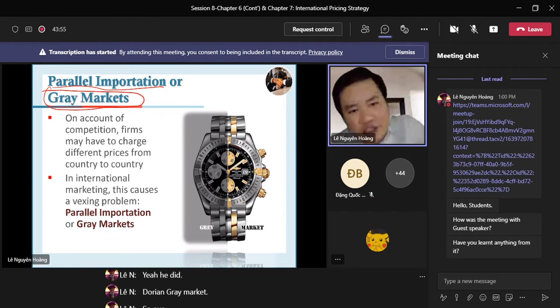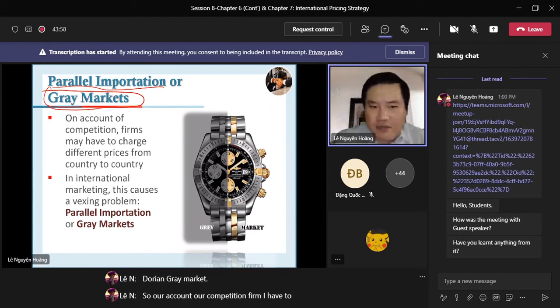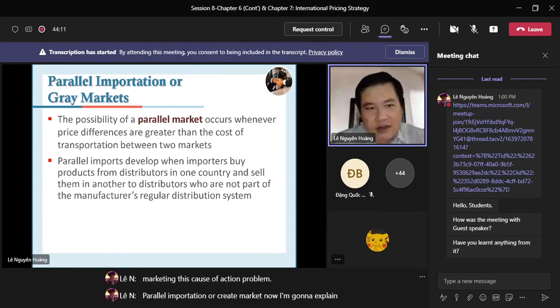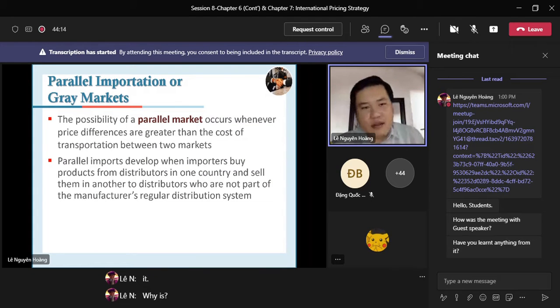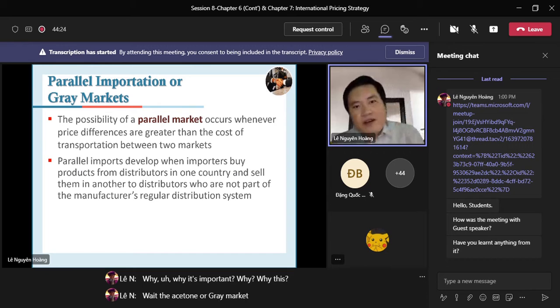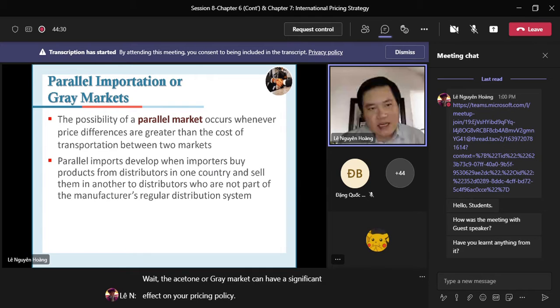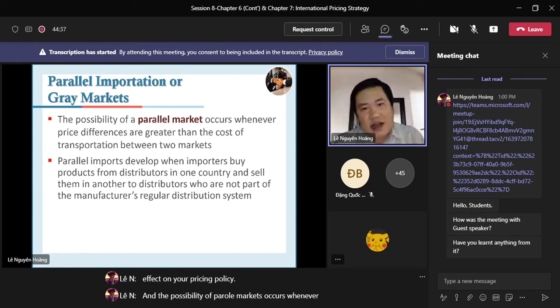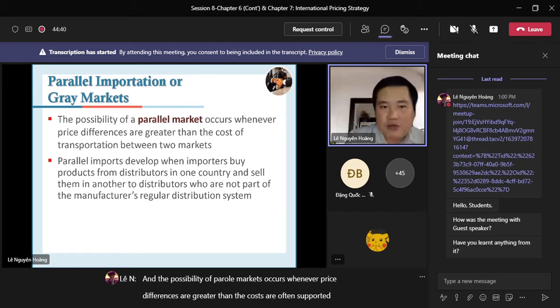So on account of competition, a firm may have to charge different prices from country to country. And in international marketing, this causes a vexing problem: parallel importation, or gray market. Now I'm going to explain why it's important. The existence of a gray market can have a significant effect on your pricing policy. The possibility of parallel markets occurs whenever price differences are greater than the cost of transportation between two markets.